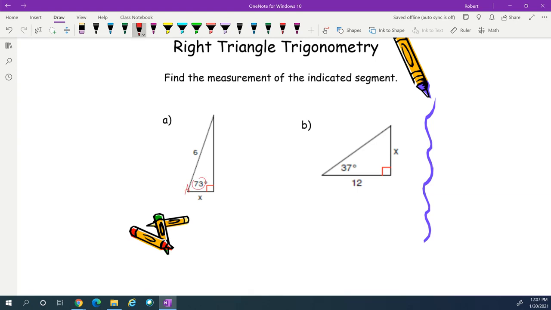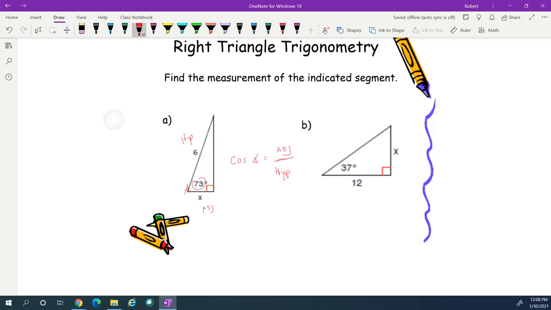There's our angle. So we're going to identify the sides. Hypotenuse, adjacent. So check your formula sheet, and there's only one formula that's going to work for us. Cosine of the angle equals adjacent over hypotenuse.